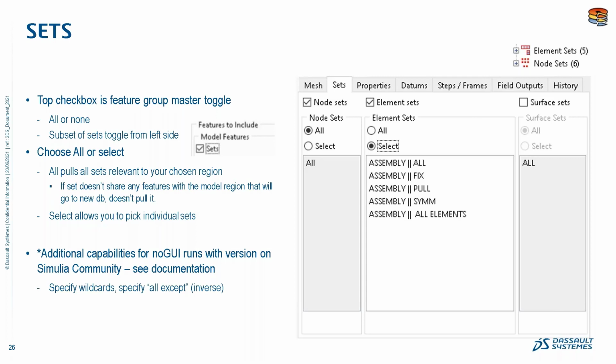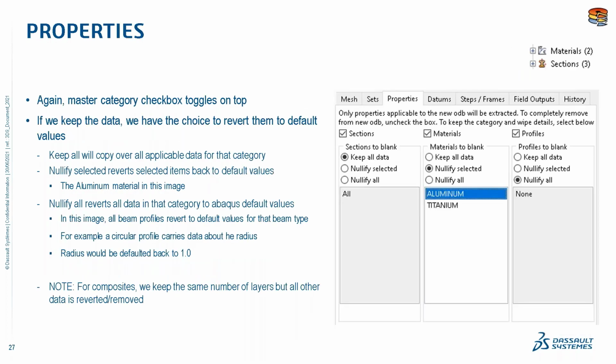There's some additional capabilities for the no GUI runs with the version on Smooly community. If you're interested, see documentation. It allows you to specify wildcards the same as you can do by the filtering in Abaqus. And you can also specify all except, so the inverse selection of what you choose as well, through the Smooly community version running no GUI.